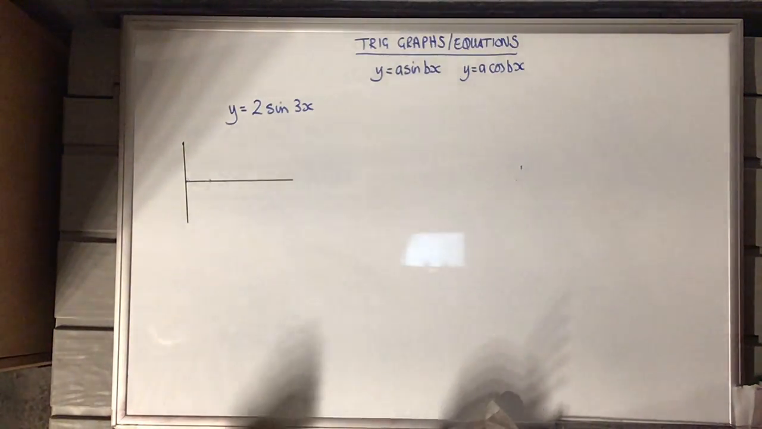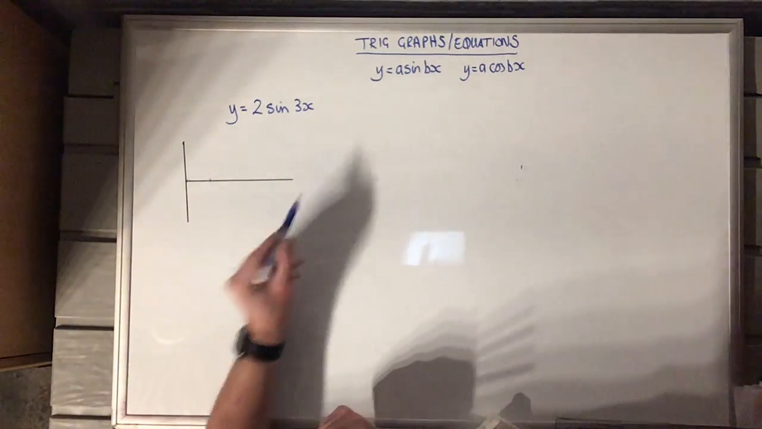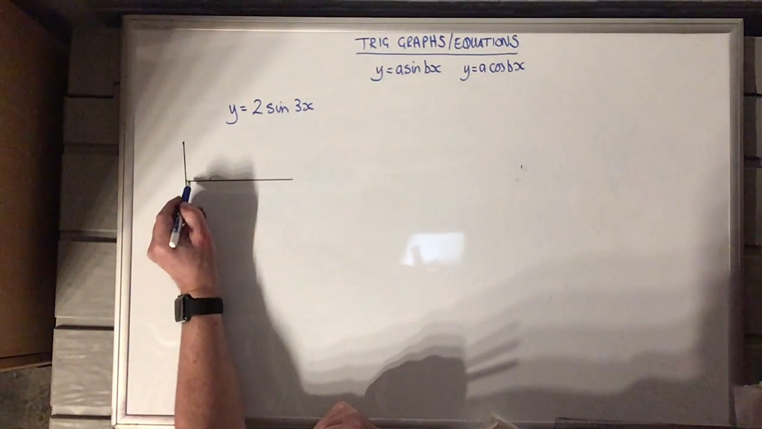So the best way to do this, in my opinion, is to look at the number of cycles first. We need 3 cycles, so it's sine, so we have to draw 3 cycles.